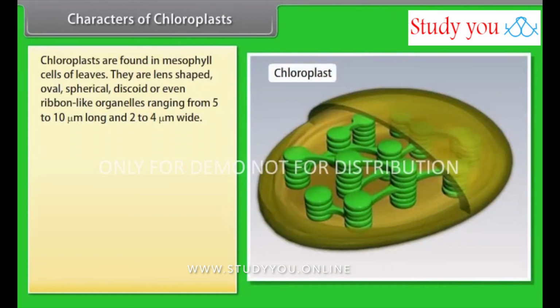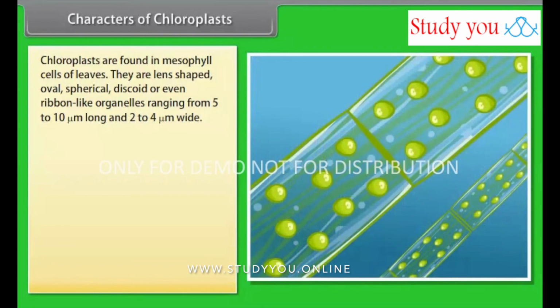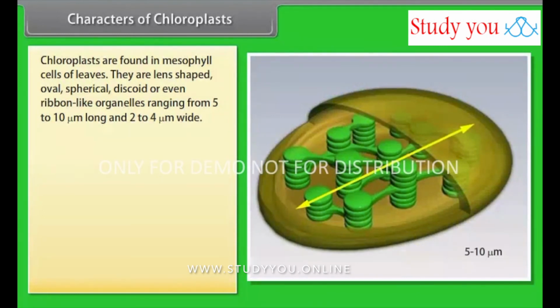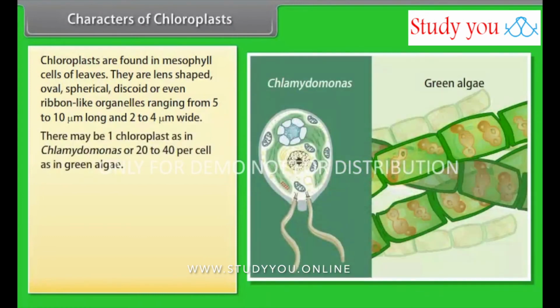Chloroplasts are found in mesophyll cells of leaves. They are lens-shaped, oval, spherical, discoid, or even ribbon-like organelles ranging from 5 to 10 micrometer long and 2 to 4 micrometer wide. There may be one chloroplast, as in Chlamydomonas, or 20 to 40 per cell, as in green algae.